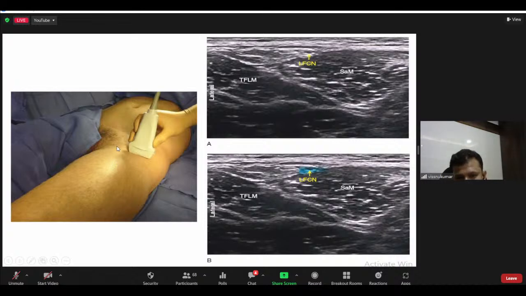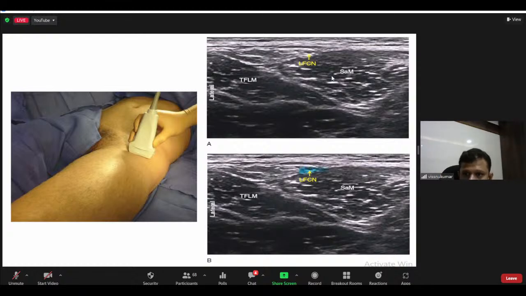You are just going to move the probe laterally. And once you move the probe, you can see the muscle here, which is triangular in shape. I told you any muscle which is triangular in shape is nothing but sartorius. And this LFCN, as per the literature, 70% it is not visible. And in 50% of the patients, the LFCN nerve is always associated with the lateral femoral cutaneous artery.